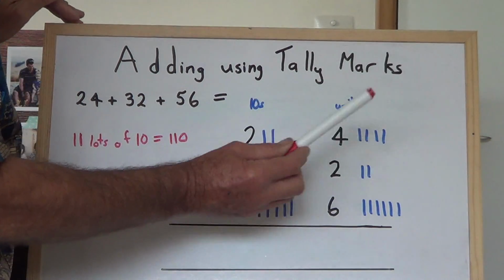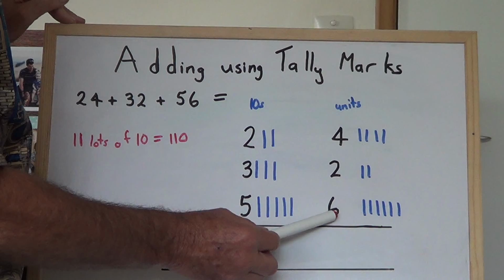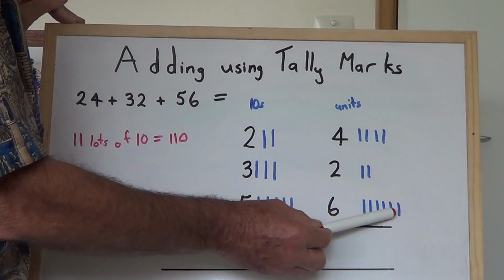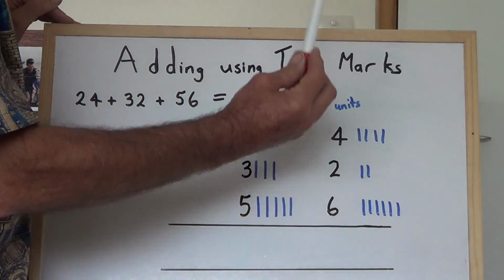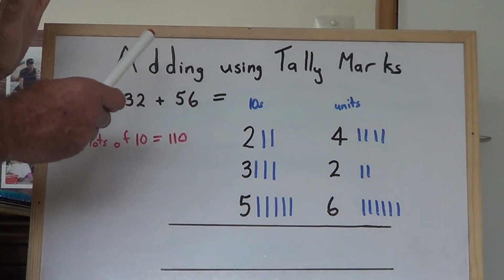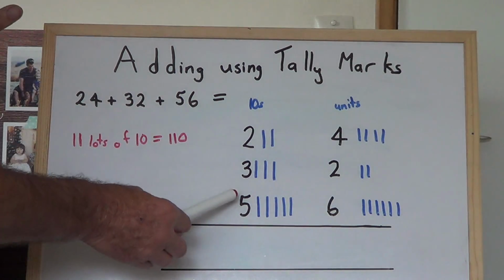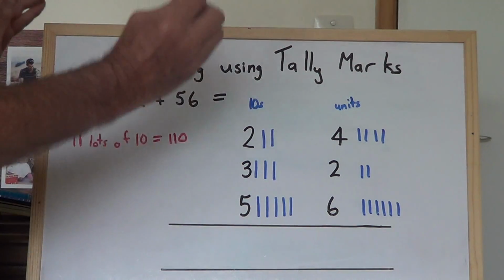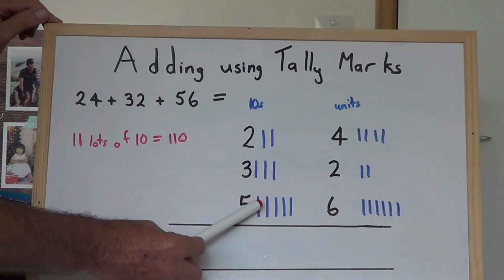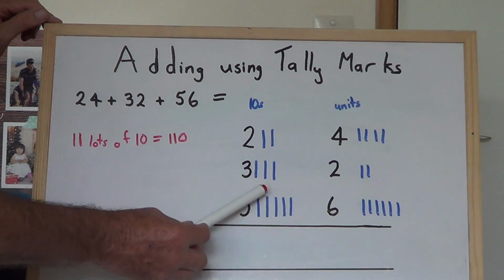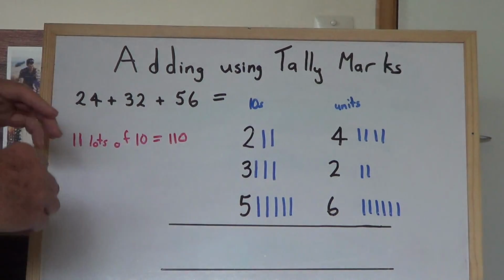This is the units column. So we put 6 tally marks beside the 6. 1, 2, 3, 4, 5, 6. 2 beside the 2, 4 beside that 4. Then we go to the tens column. There's 5 tens there, 3 tens there and 2 tens there. And we put 5 tally marks there, 3 there and 2 there.